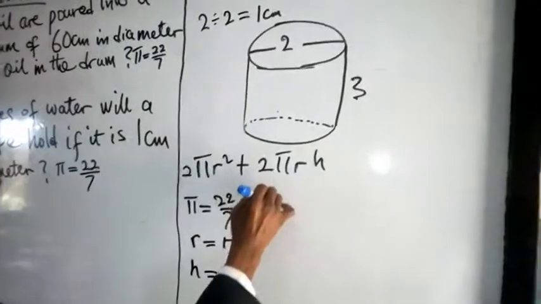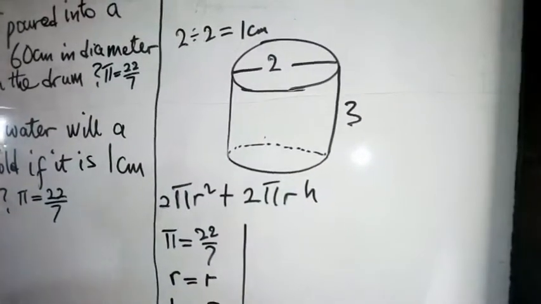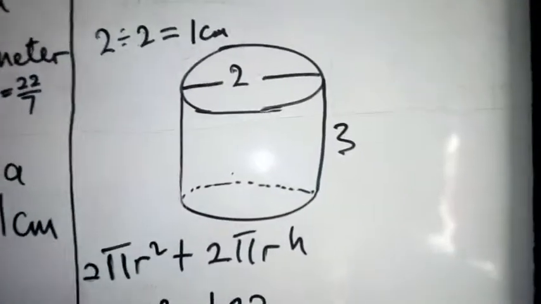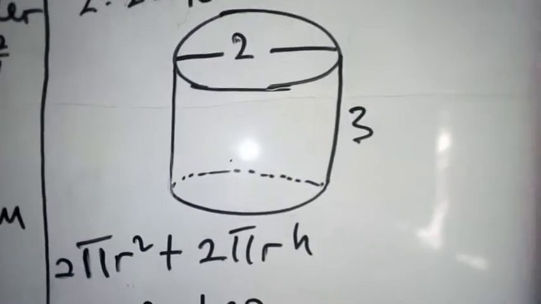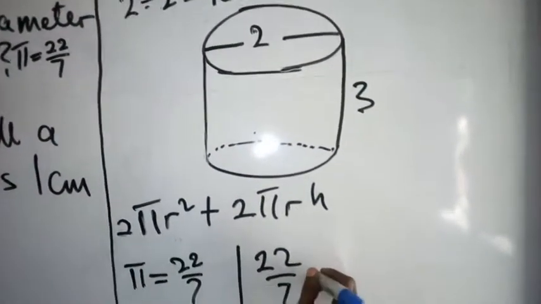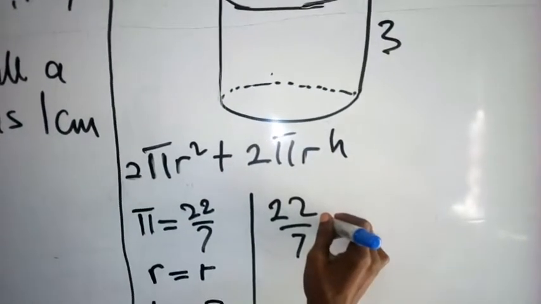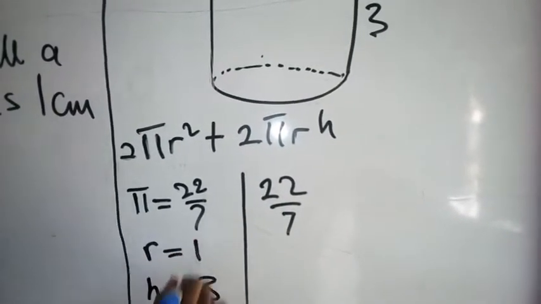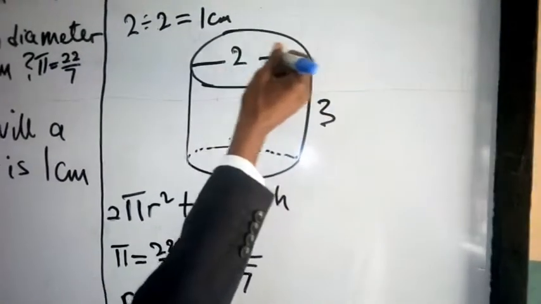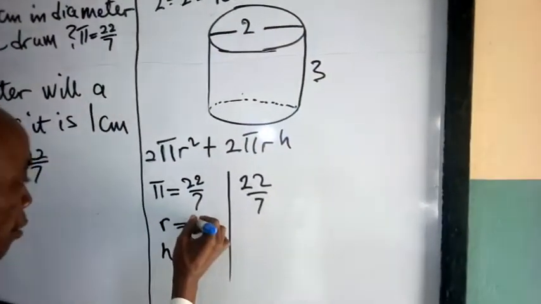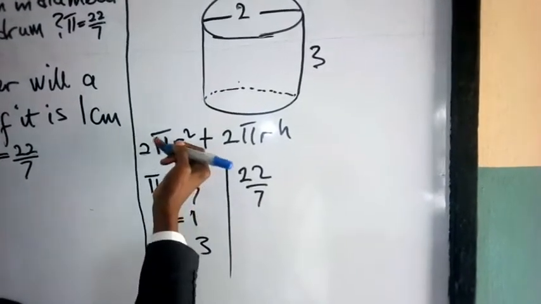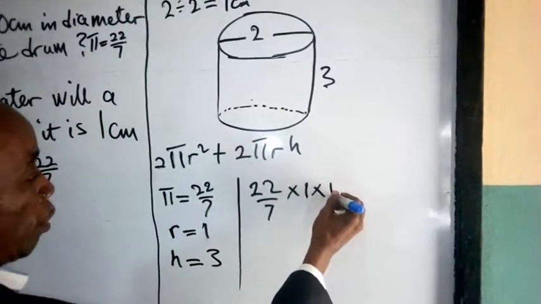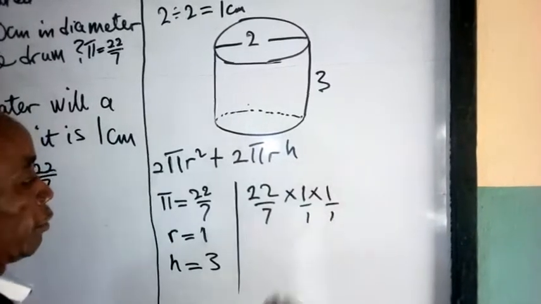Let us quickly put this in the formula so that we can conclude. Pi is 22 all over 7. That is pi. And then we also have radius. Don't forget, radius is 1 now. No longer, this was the diameter. So we want to use radius. This is 1. So pi radius squared, so it means 1 times 1 all over 1.